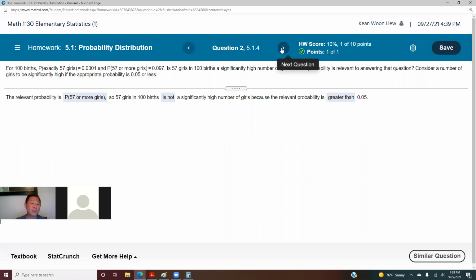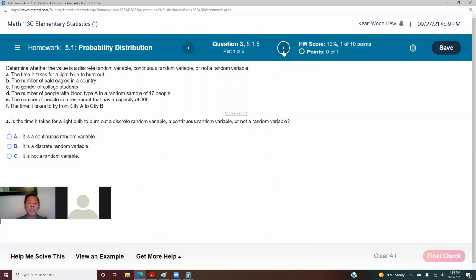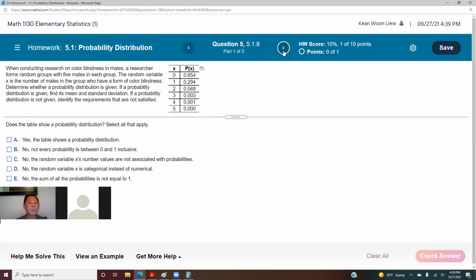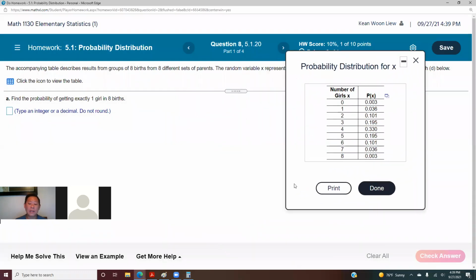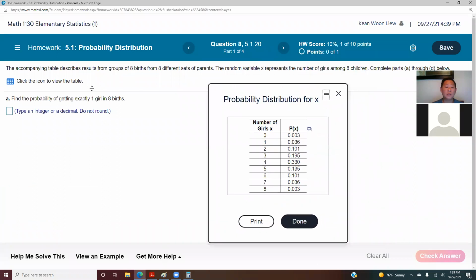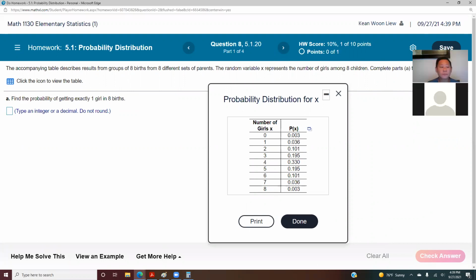Okay. There are some questions that also ask the same type of question where they give you the whole table, and then they ask you the same thing. An example is question number 8. They give you the number of girls, and this is the probability distribution. The first question asks, what is the probability of getting exactly one girl in these 8 births? Can someone tell me, looking at this probability distribution, what that probability is? Exactly one.